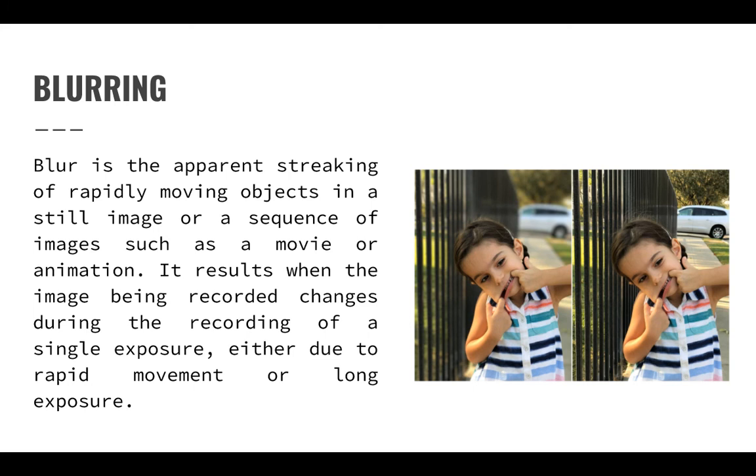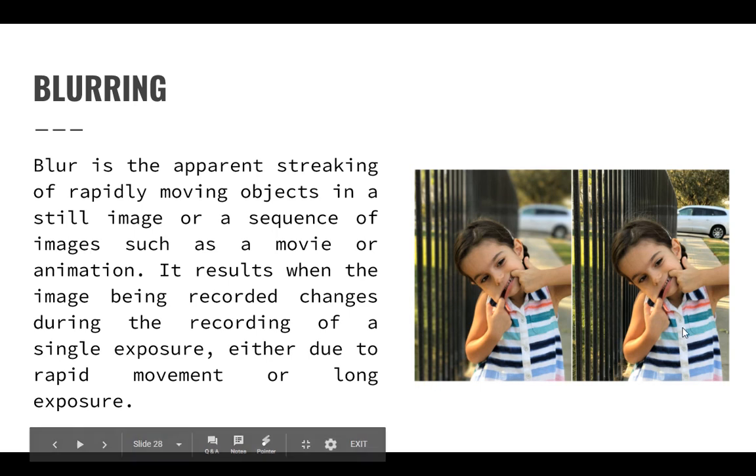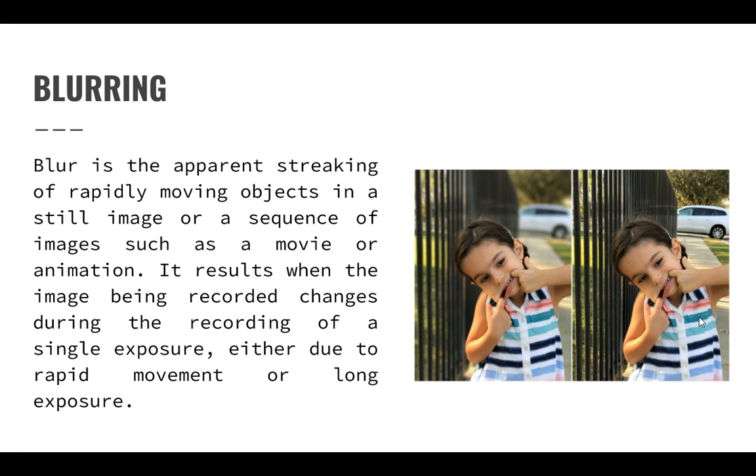Okay, blurring is the apparent streaking of a rapidly moving object. Blurring can be used in the background of an image or on a single focus point, depending on what you want in post. In this one, it's just normal, where the subject and the background are all normally framed. Then here, the subject is more focused and the background is blurred out to focus more attention onto the subject of the shot.